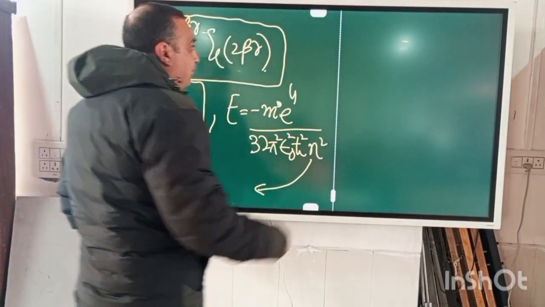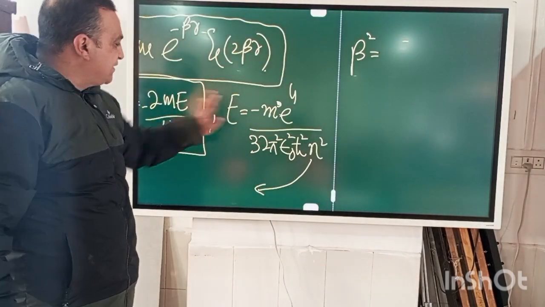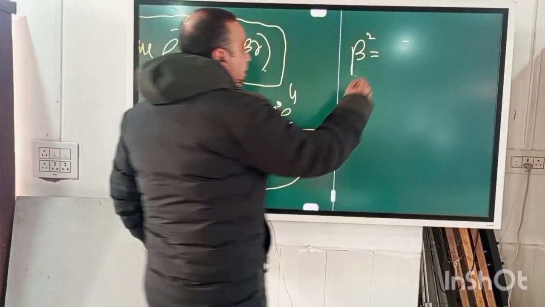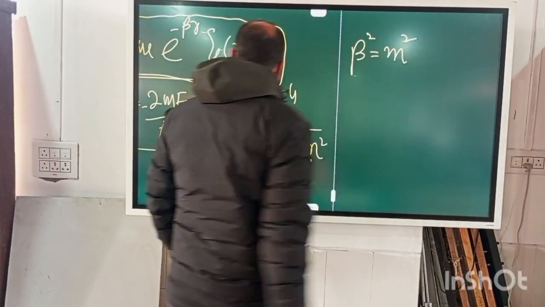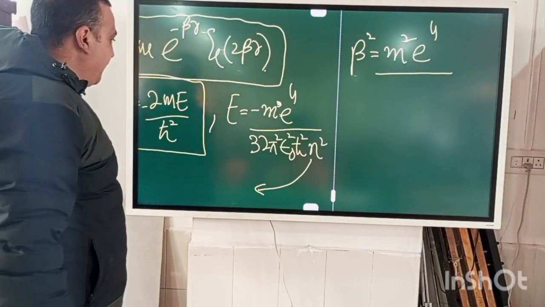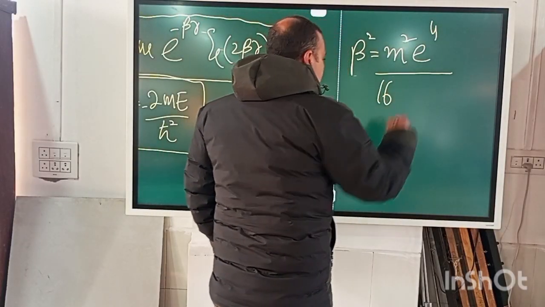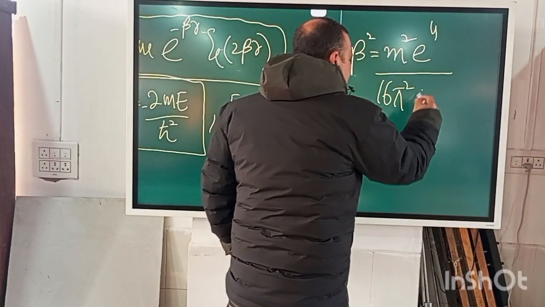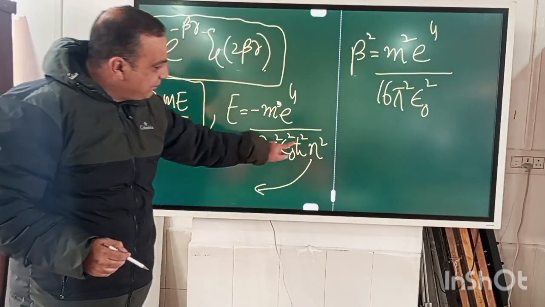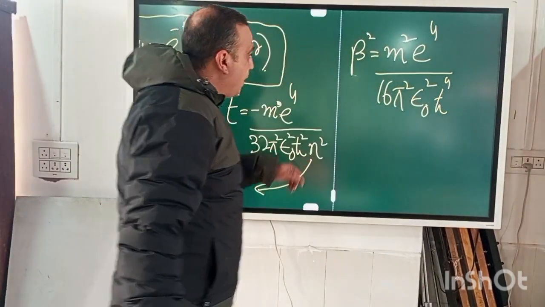So I'll be getting beta square will be minus, and minus will become plus, and this 2 and 32 will cancel. So you will have beta square is m square e to the power of 4 divided by, okay, this is 32, this will become 16. So this is 16, you have pi square, you have epsilon naught square, you have h bar. This h bar square will multiply back to h bar square, and you'll get h bar raised to power 4, and you have n square.